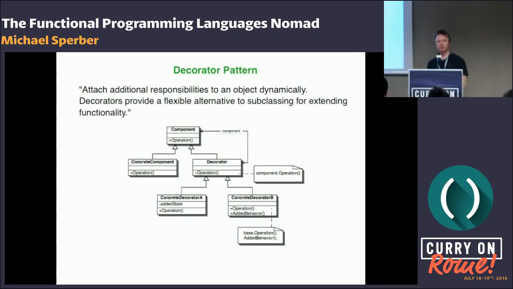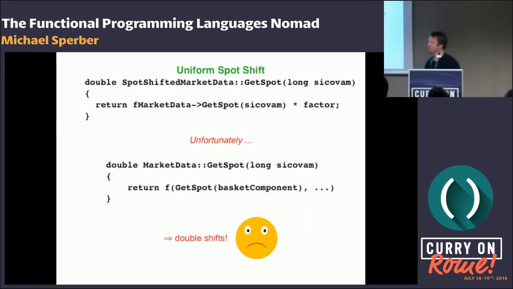I don't want to spend too much time on the details of that, but a decorator means that you subclass it once, and you put a delegate in there, and that decorator will call the delegate for all methods except one, typically. So for example, you would do it like this. The entire market shifts, so I'm just going to override the method for getSpot. I'm going to call getSpot on the delegate, which is that F market data thing there, and I'm going to multiply that by a certain factor, right?